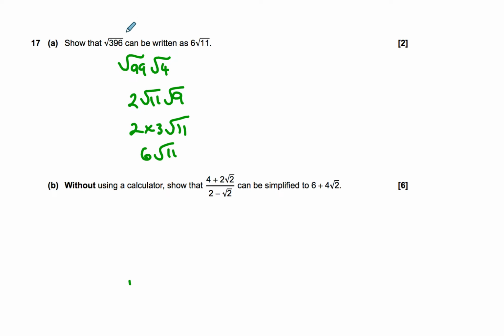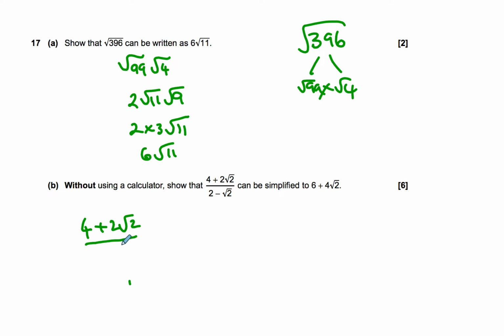Yeah, so you want to show those steps on the paper. It is a calculator paper, so your calculator is not going to show you. So you need to remember how to break down 396 into two numbers, which is 99 and 4, because they multiply. Just remember that. Without using a calculator, you need to show this. So in other words, you're rationalizing, you're getting rid of the denominator. Again, I've done a video on this, and this is one of the last questions of the paper.